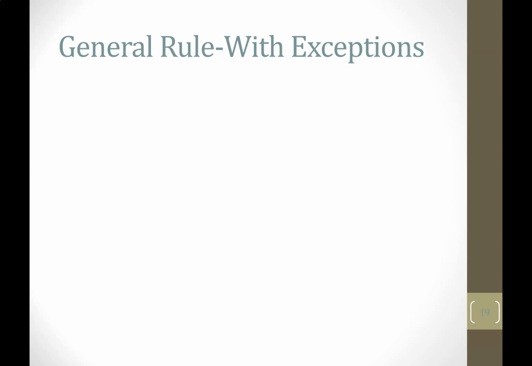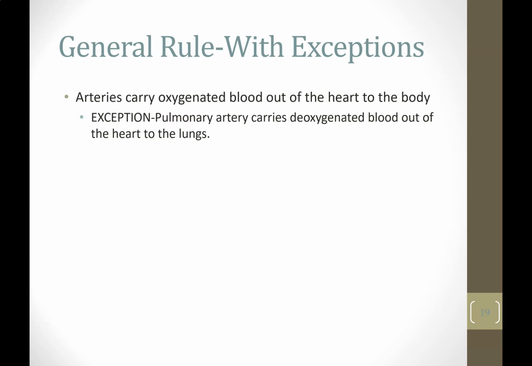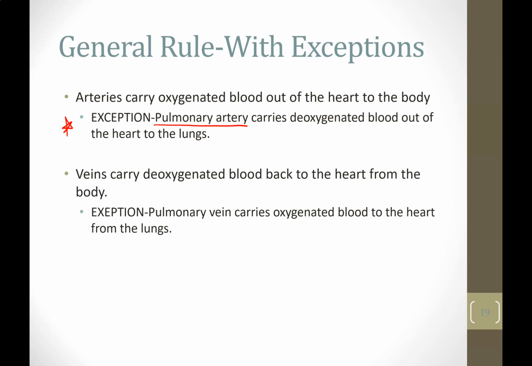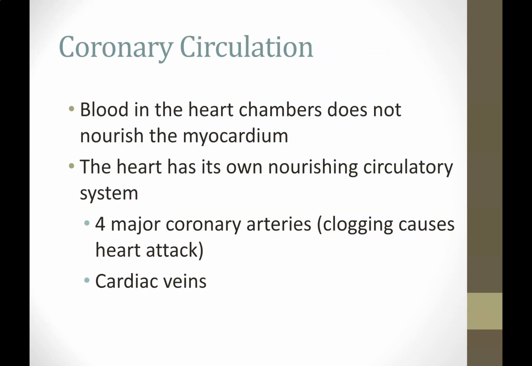We can't forget our general rule with the pulmonary circulation that arteries carry oxygenated blood all the time, with the exception, that was a little star I put before, pulmonary arteries. They leave the heart, so they're arteries, but they are deoxygenated. All veins carry deoxygenated blood back to the heart, exception pulmonary vein, and that's going to carry oxygenated blood actually from the lungs back to the heart. So, again, general rule with exceptions.